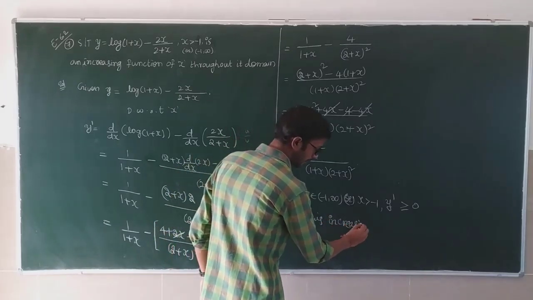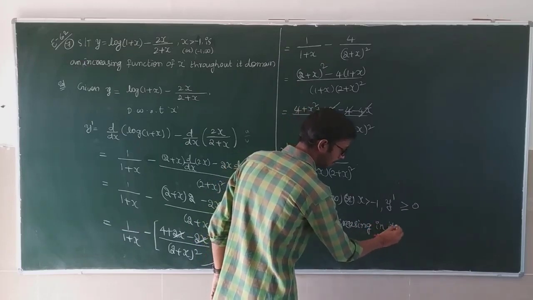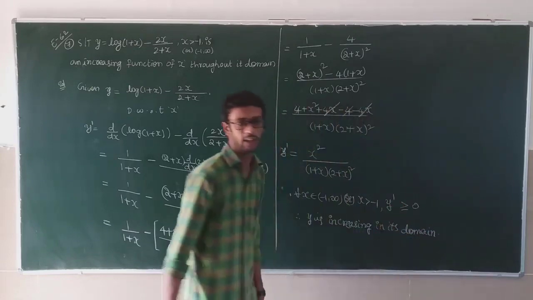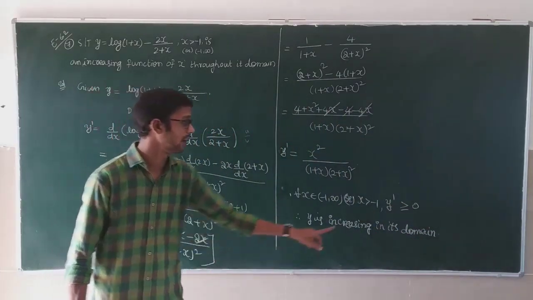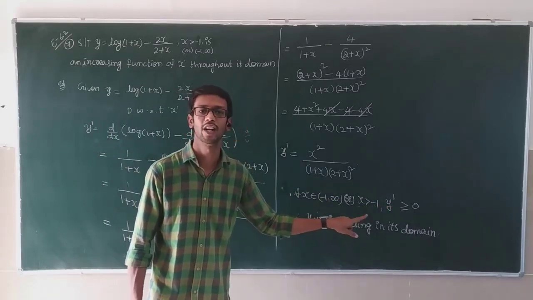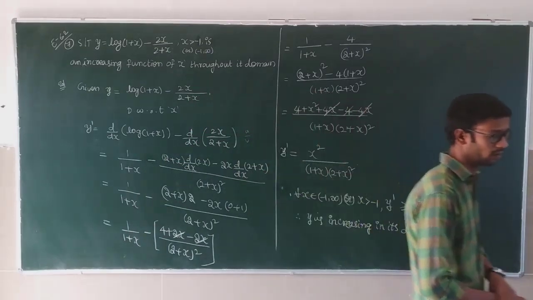increasing. Y is increasing in its domain. Why? Because greater than or equal to 0 gives increasing, and greater than 0 gives strictly increasing. So pause the video to note down this problem.